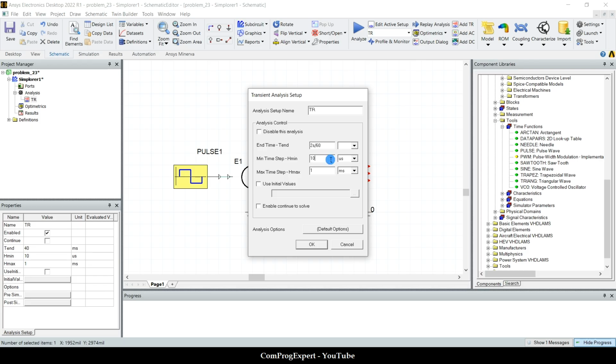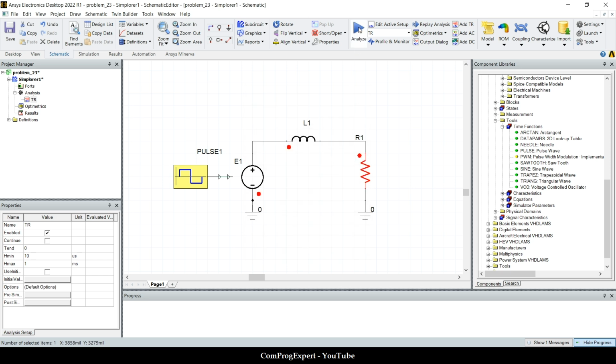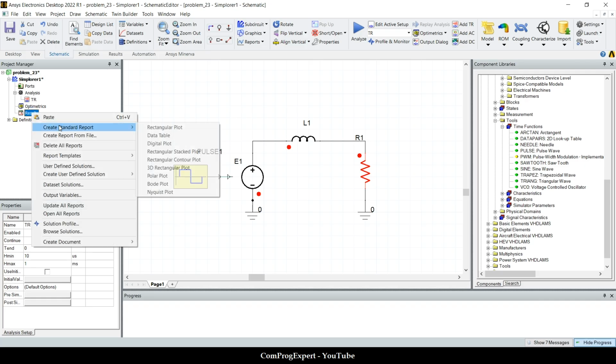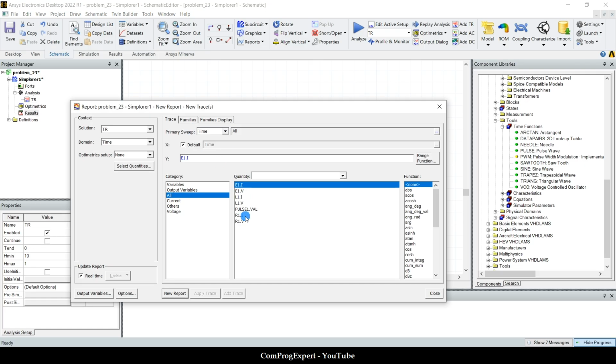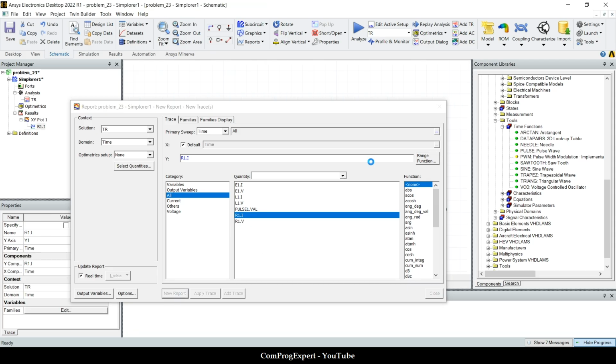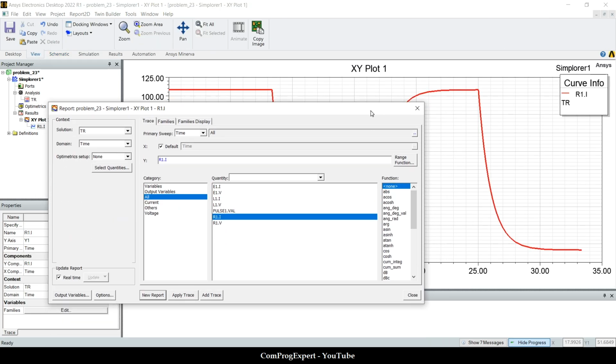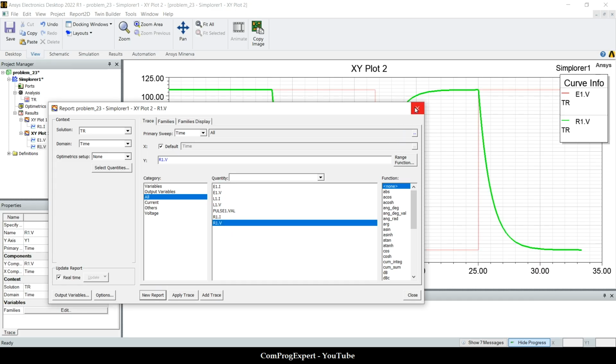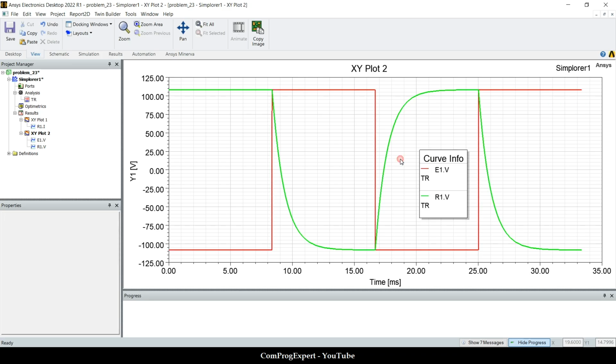Okay, so if I run this transient solver, then I can plot the value of the current for the resistance or the value of the voltage. Here we can plot the value of the input voltage and the resistance voltage. So here you can see these waveforms.